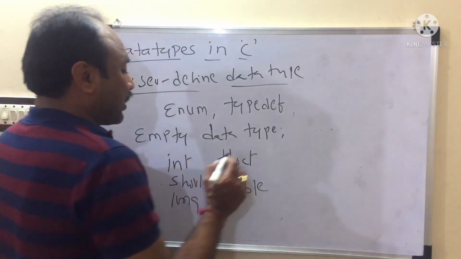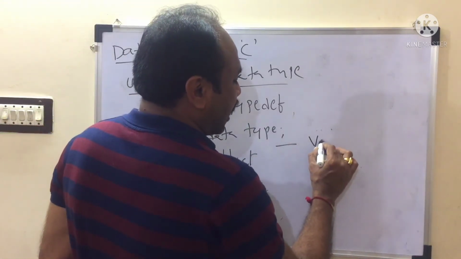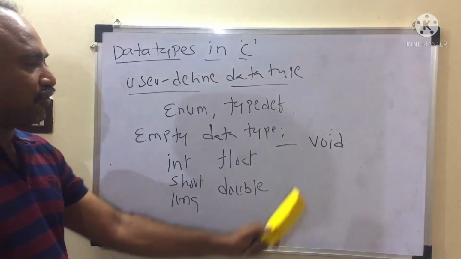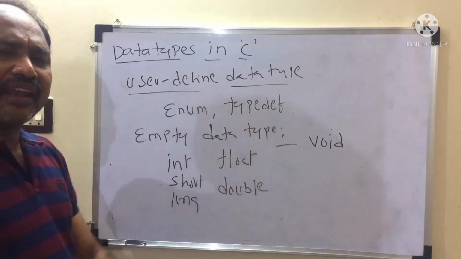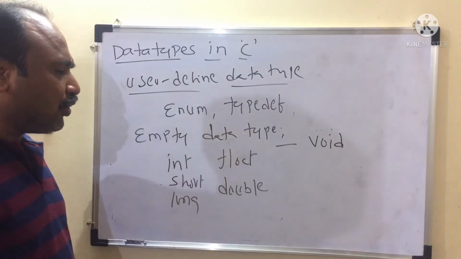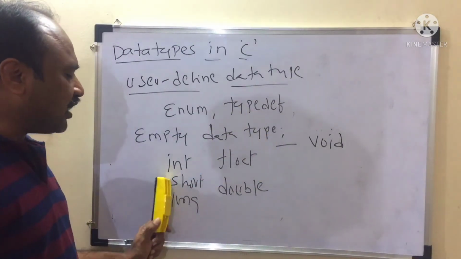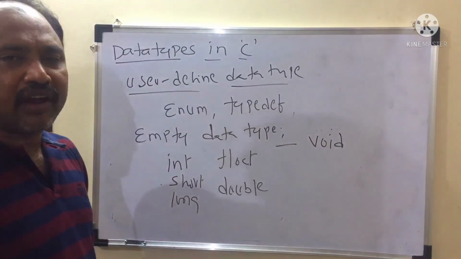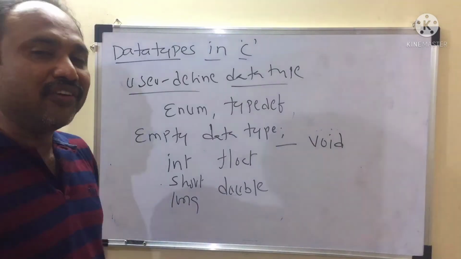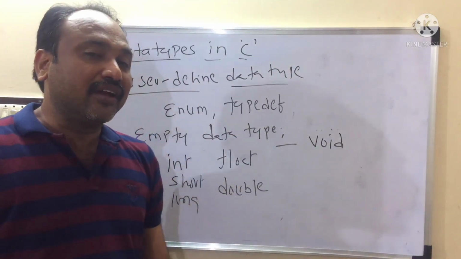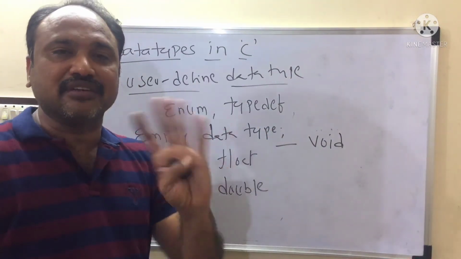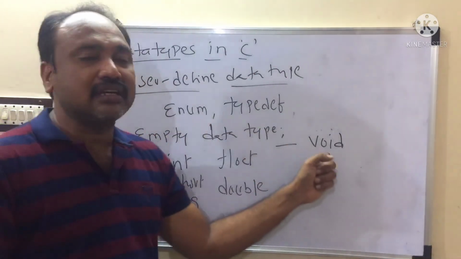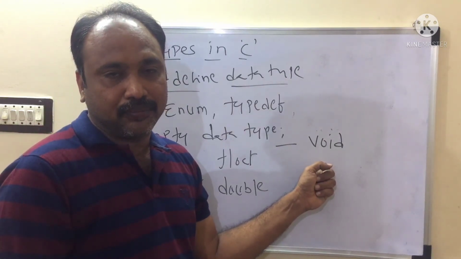Okay. Coming to empty data type, void is referred to as the empty data type. Among the 32 keywords, void is there. Void means nothing. Int will accept an integer value, float will accept a real value, short will accept a short value, long will accept longer values. But what about void? Void means nothing. When you are going to write main, at that time we will write void main. It means it will not give you anything. This void is referred to as the empty data type.